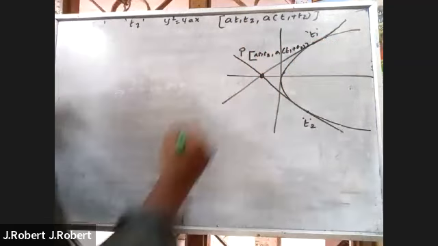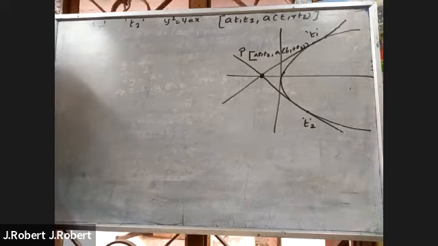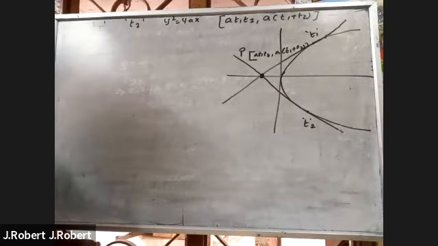This is a 3 marks question. Please listen, it is very useful. It is very useful not just here but for entrance exams. That is why I say this is a standard result. The point of intersection of two tangents is a t1 t2 comma a into t1 plus t2.